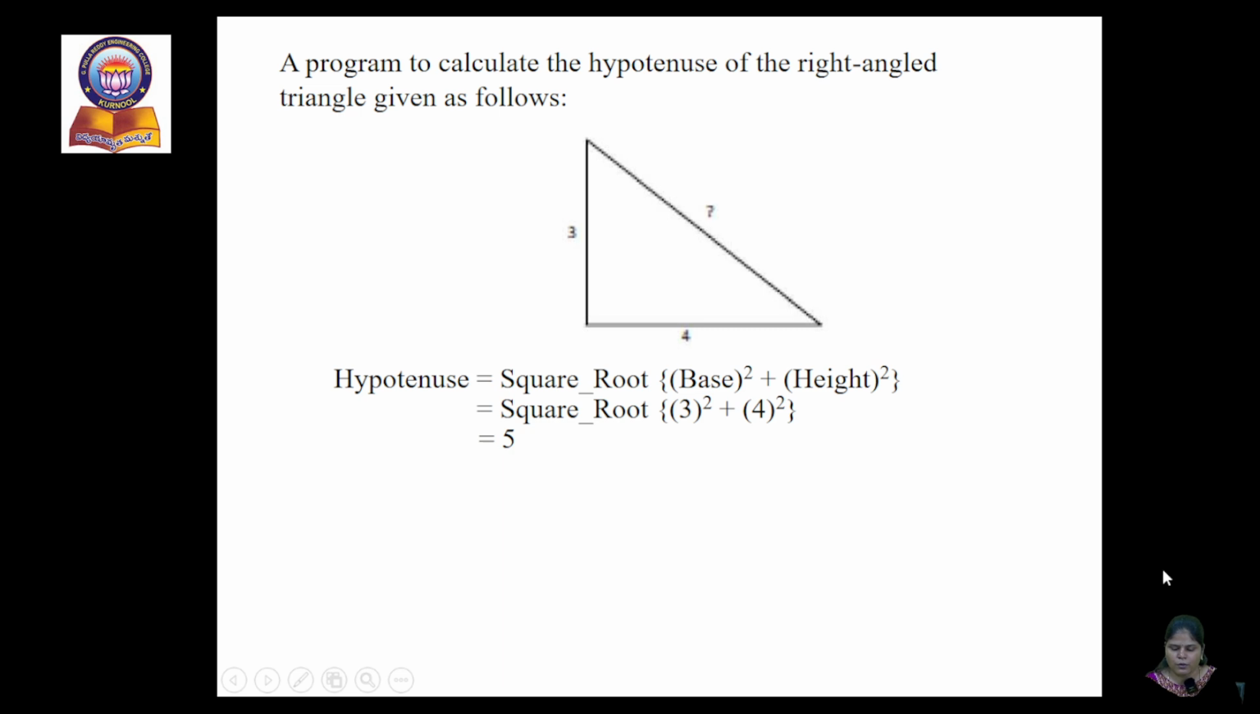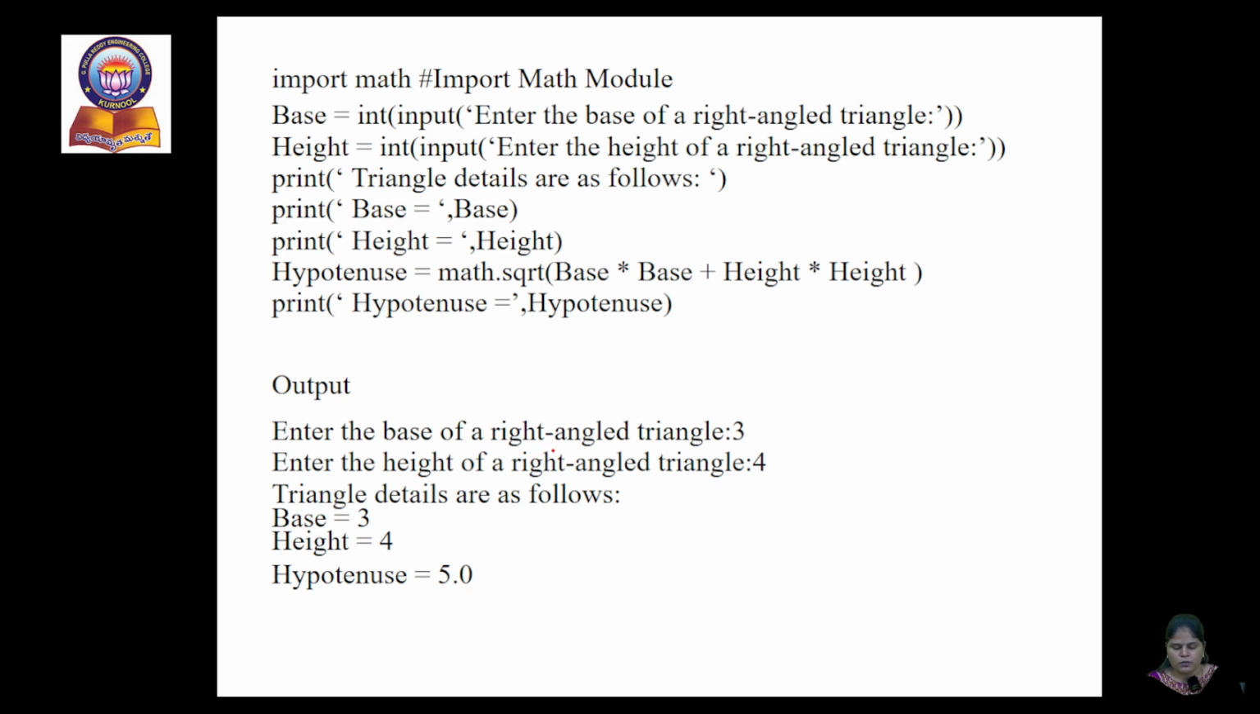So I just want to write a program calculating the hypotenuse of a right angle triangle. So what is the hypotenuse? Square root of base square plus height square. So square root of 3 square plus 4 square, that is hypotenuse is 5. So import math, base an integer value to be taken. So I have taken the function int of input, enter the base of right angle triangle, height int of input, enter the height of right angle triangle, print triangle details as follows. So base as well as height will be printed here. So 3, 4 will be printed.